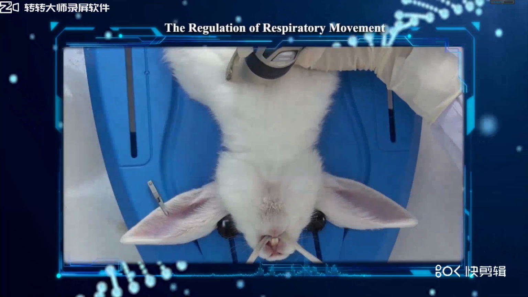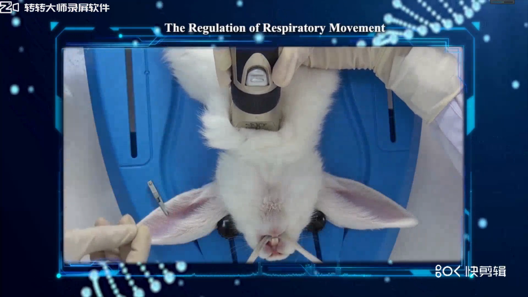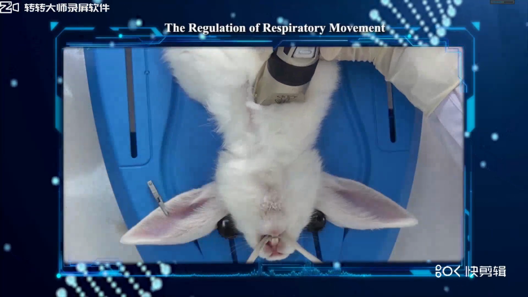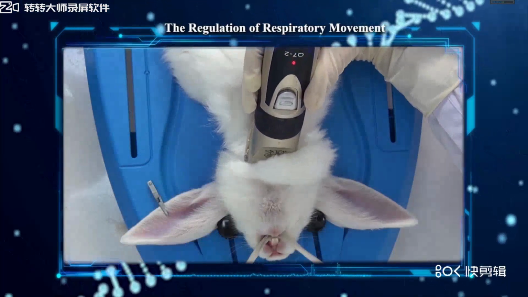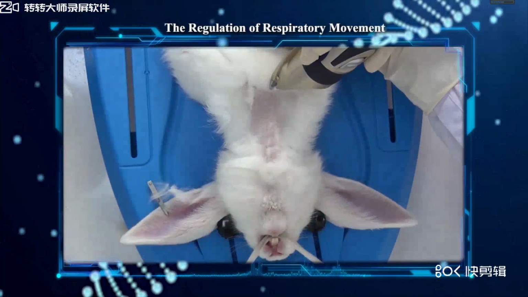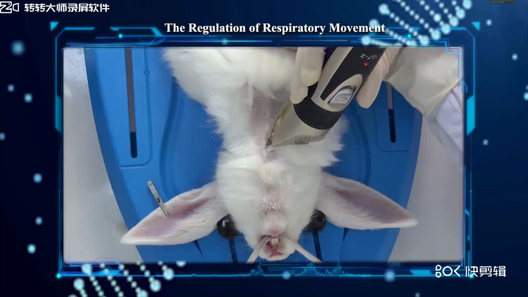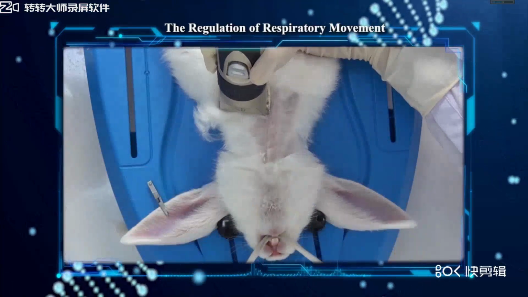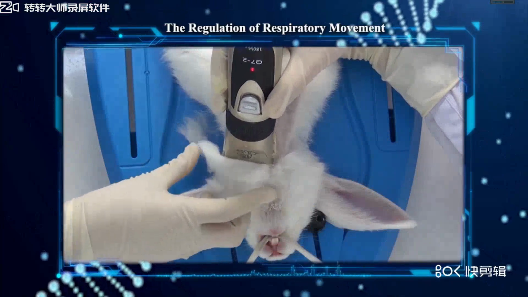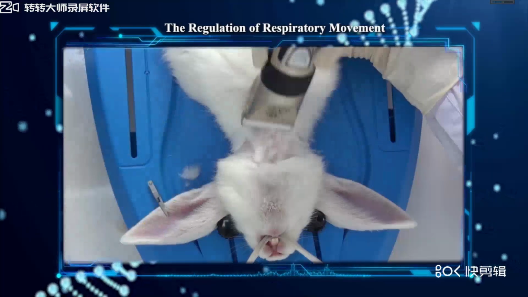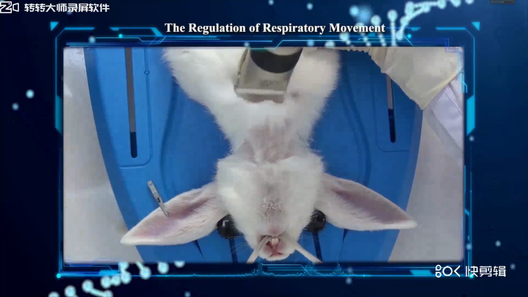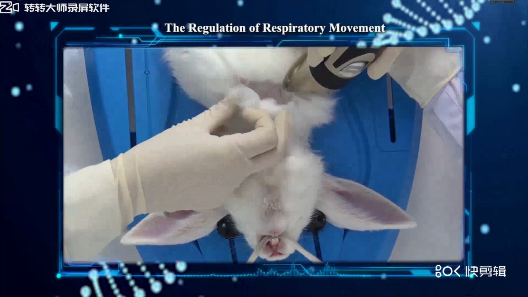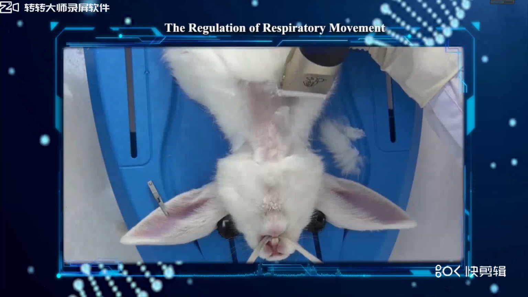So at first we do the surgery. Use the razor to cut the rabbit hair from below to up, down to up, and put the rabbit hair into the cups, and the cups full of water. Okay, so you can in accord with your surgical area cut the skin.